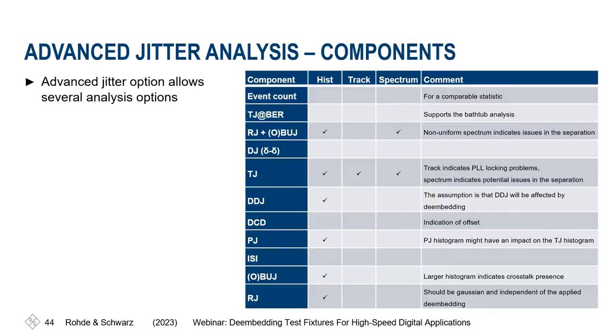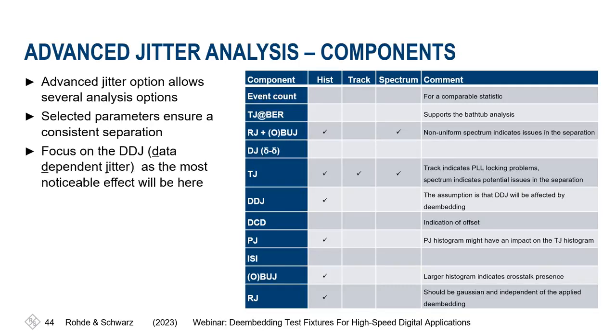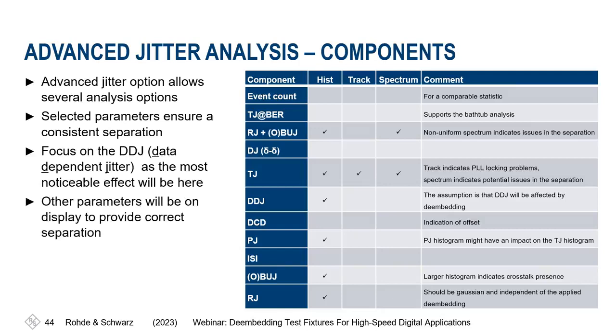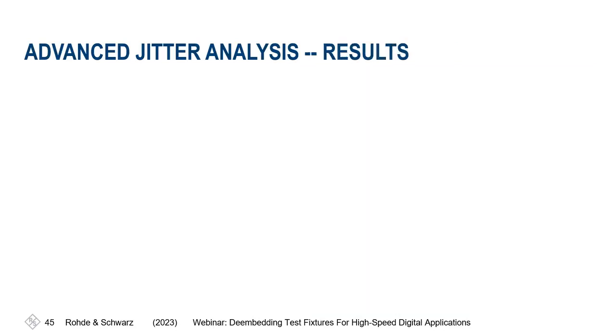The advanced jitter option allows several analysis options. As you can see here, there are about 10 that we turn on. We have also some comments on why we do that. I won't go through all the details here, but particularly important is the spectrum, to see that the RJ plus OB spectrum is uniform. This gives you a good idea whether the separation works well for you. And the focus here particularly is on the DDJ, the data-dependent jitter, as the most noticeable effect will be here. The other parameters I use just to make sure that we have a correct separation of the jitter.